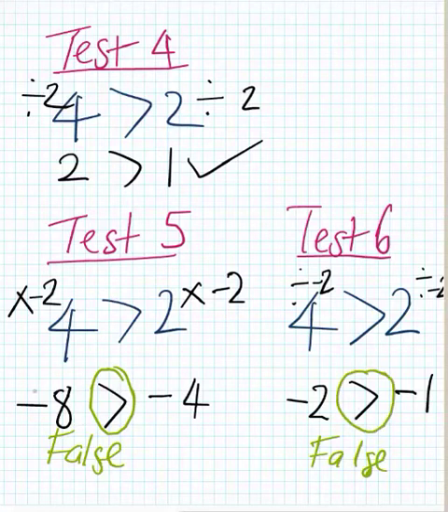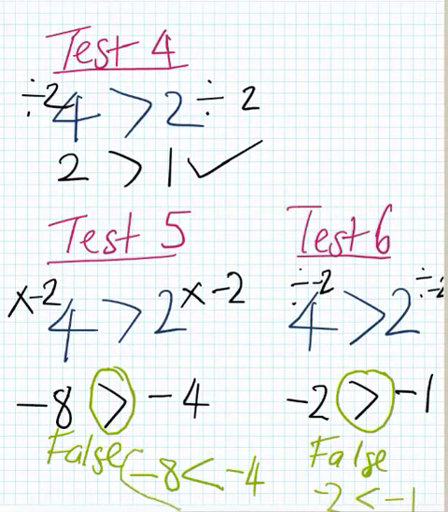So for me to make this statement true, I would have to go negative 8, switch this, is less than negative 4, which is true. To make this one true, I would have to switch it. So negative 2 is less than negative 1. By switching the inequality sign, I have made these statements true. And we have to do that when solving inequations. We have to switch the sign only when we divide or multiply by a negative value.